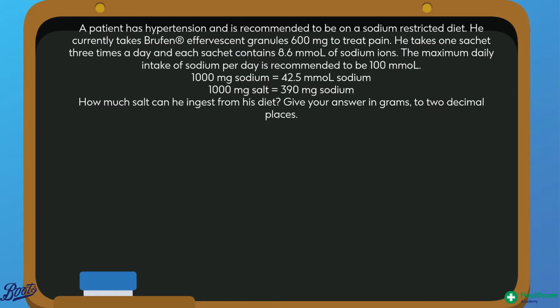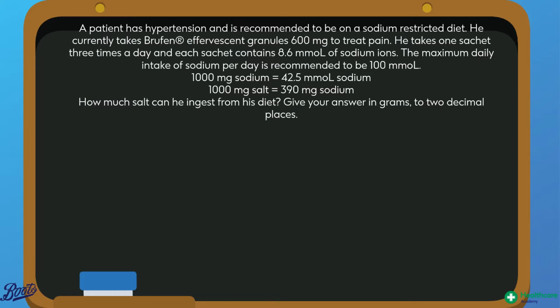1,000 milligrams of sodium is equivalent to 42.5 millimoles of sodium, and 1,000 milligrams of salt is equivalent to 390 milligrams of sodium. How much salt can he ingest from his diet? Give your answer in grams to 2 decimal places.